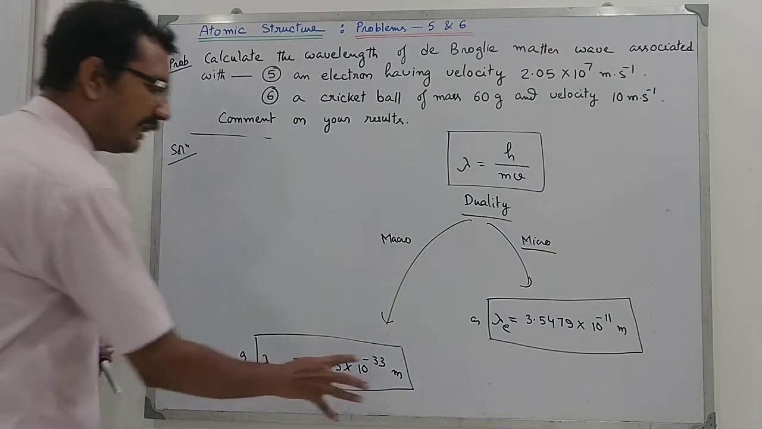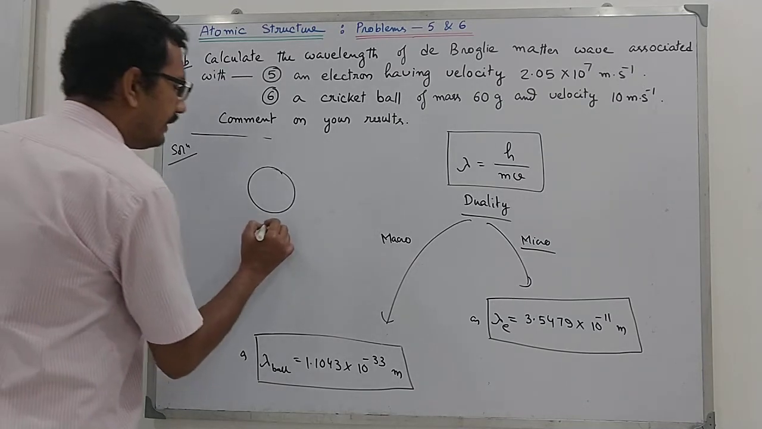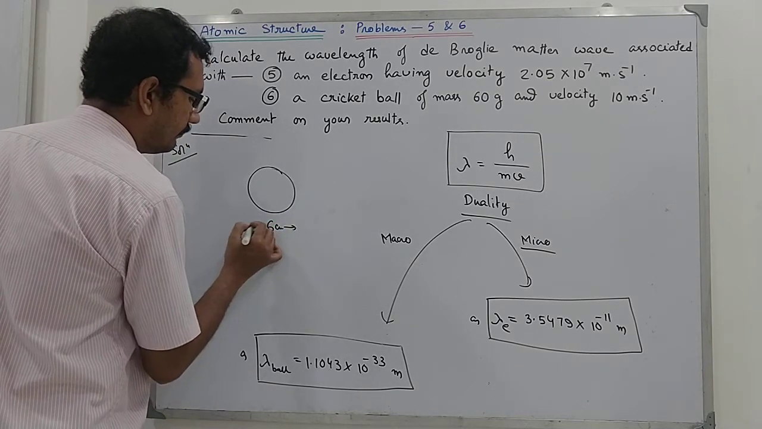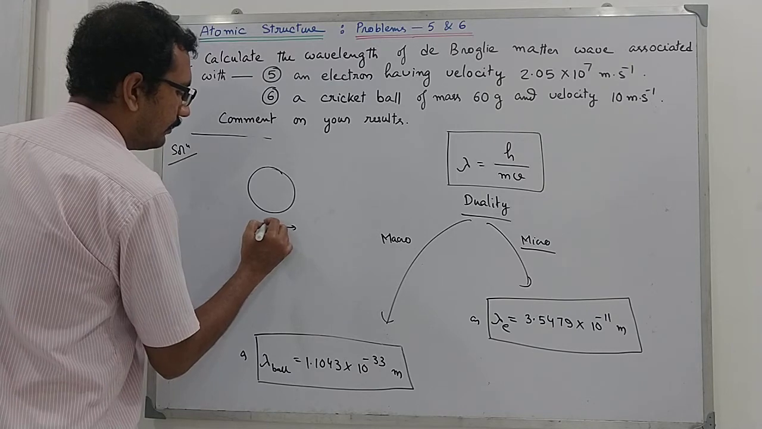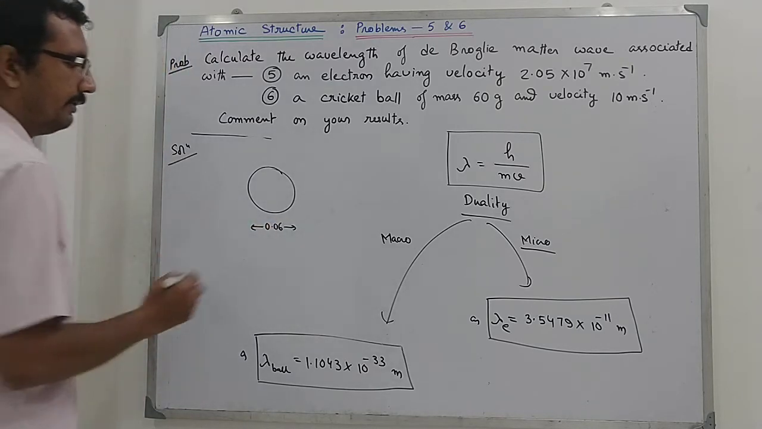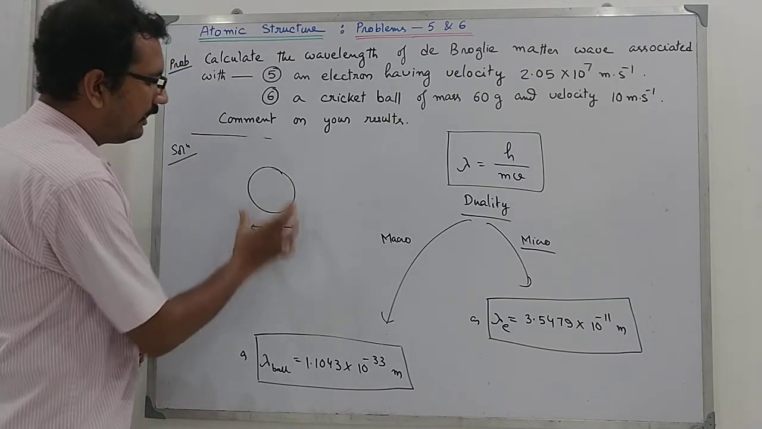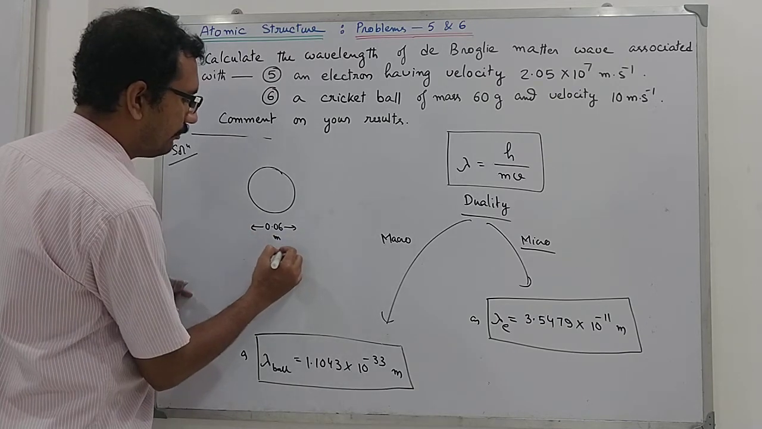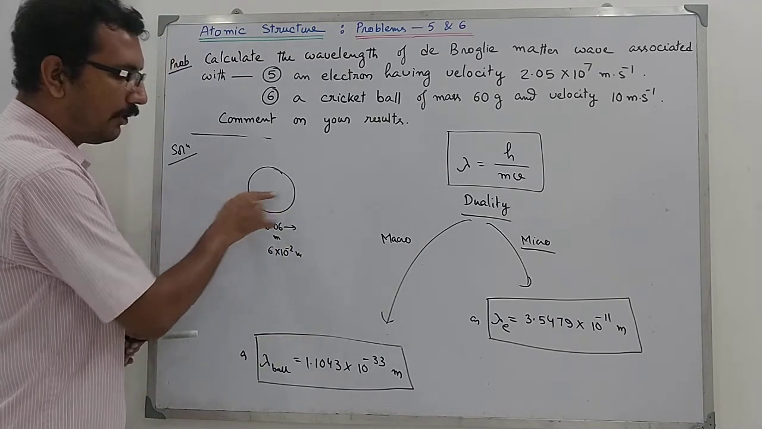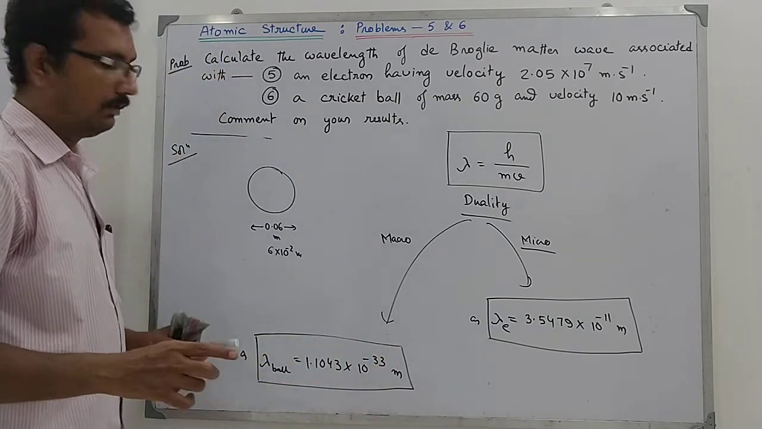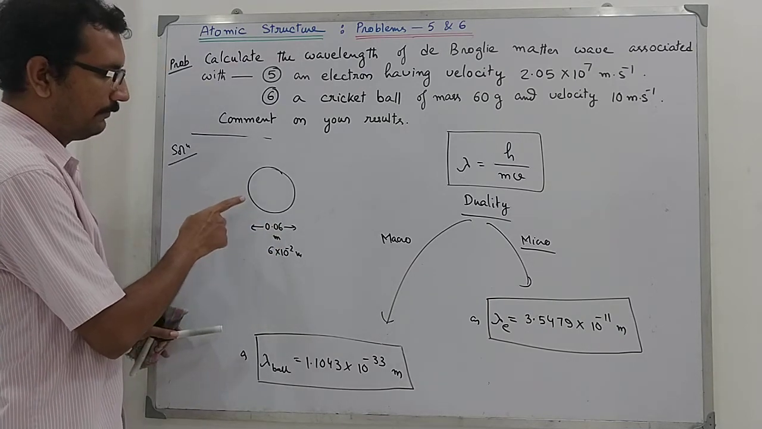You see, this is 10 to the power minus 33 meter. And what is the size of the ball? The ball is about 6 to 7 centimeter in diameter. So in meter, 6 centimeter is 6 by 100, that is 0.06 meter, about 6 into 10 to the power minus 2 meter in diameter. But the wave associated with this ball is 10 to the power minus 33 meter. So you have to divide it by 10 to the power 31 times more.